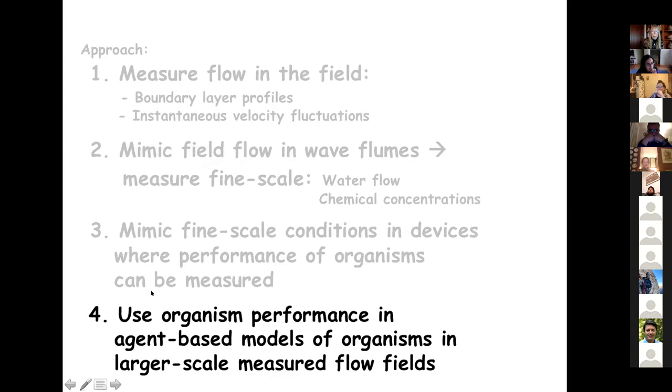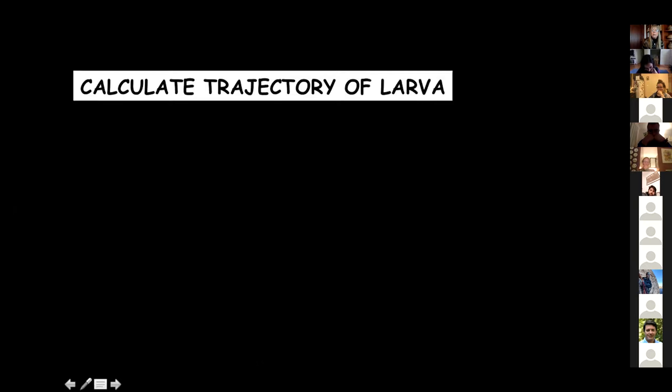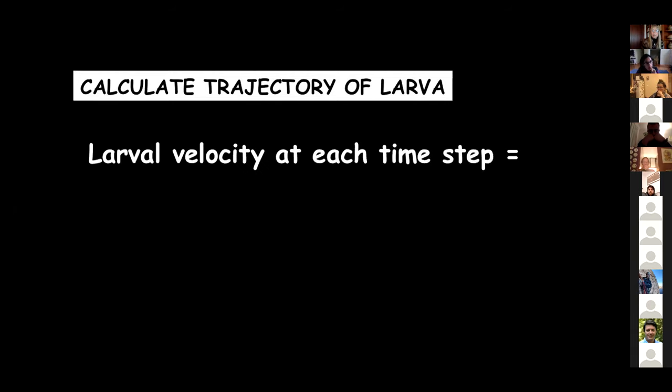Oh, and let me back up and just say, what we are going to do is put our agent-based model into larger scale measured flow fields and measured concentration fields. So it's calculated larvae based on our small scale experiments embedded in measured flow fields. So we have our PLIF-PIV data of concentrations and velocities that vary with time. So we can calculate the trajectory of a larva in the following way.